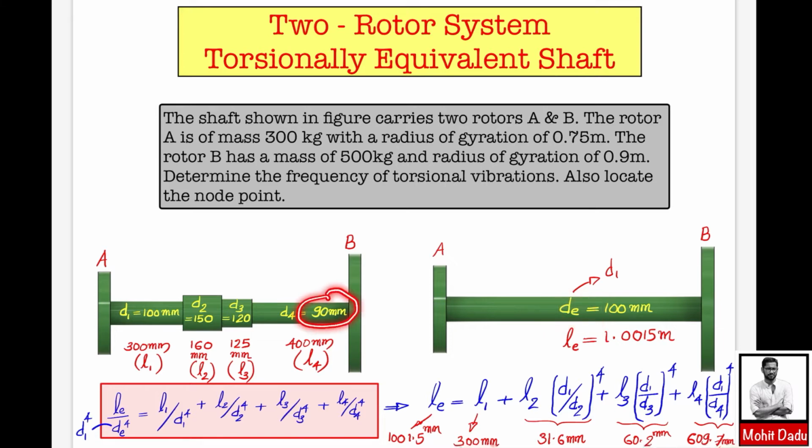And finally this 90 mm diameter of 400 mm length will be coming to this maximum 609.7 mm for that 100 mm diameter. Anyway, finally we are having this equivalent shaft of diameter 100 mm and equivalent length of 1.0015 meter. So this individual contribution towards the equivalent length is important because we will be referring to these values later to solve some part of the question. So now you are having this torsionally equivalent shaft. Using this one you will be evaluating the natural frequency and also locating the node.